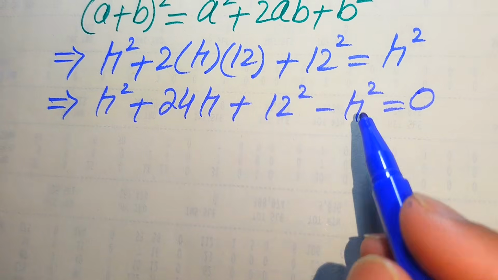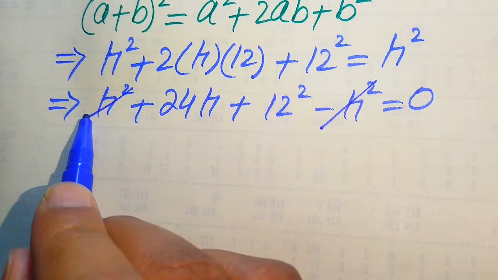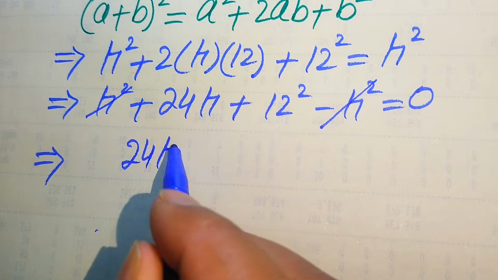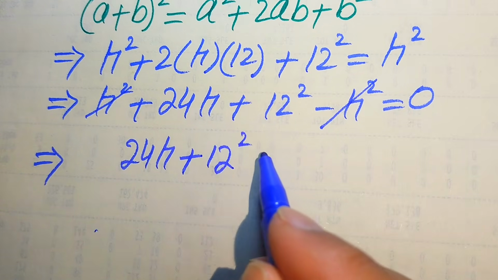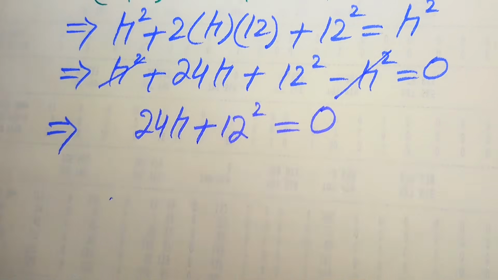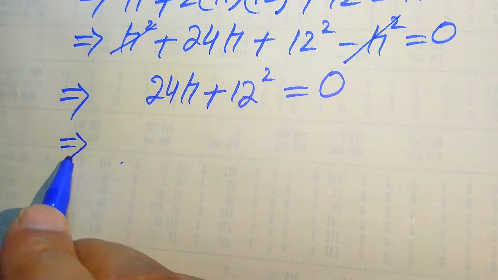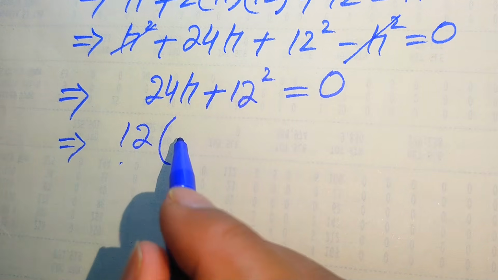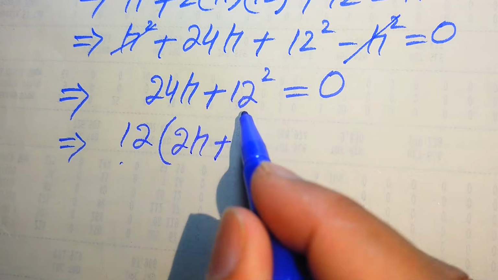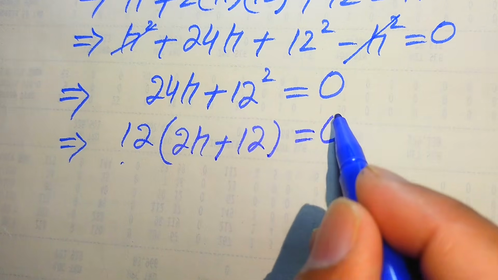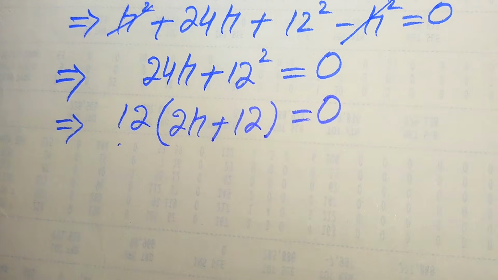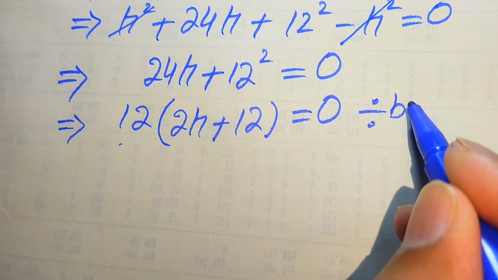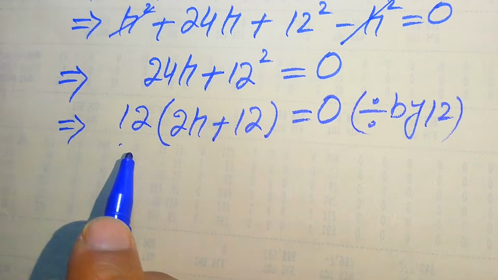In the next step, you see that minus h square and plus h square cancel each other out, and the remaining values are 24 times h plus 12 square, and this whole equation is equal to 0. Here we take 12 common, and the remaining values are 2h plus 12, and this whole equation is equal to 0. Our target is to find the value of h, so we need to remove this 12, so we divide both sides by 12.